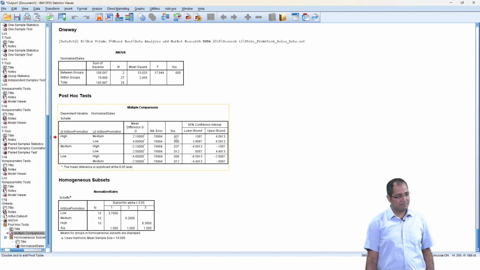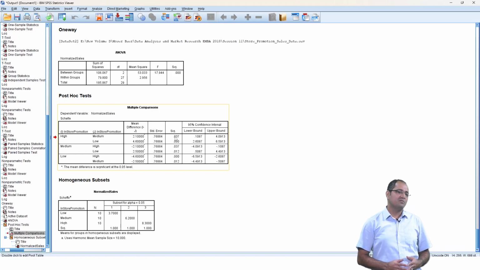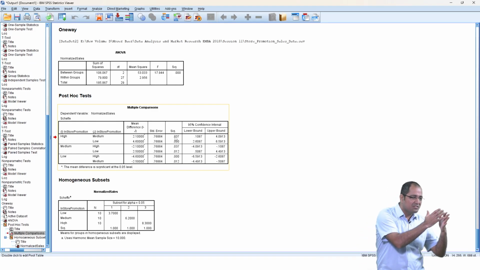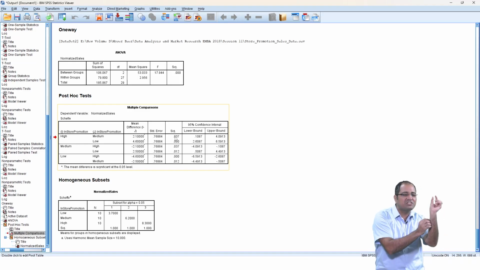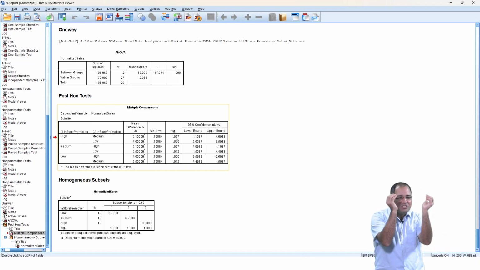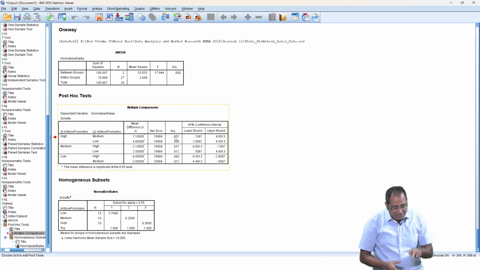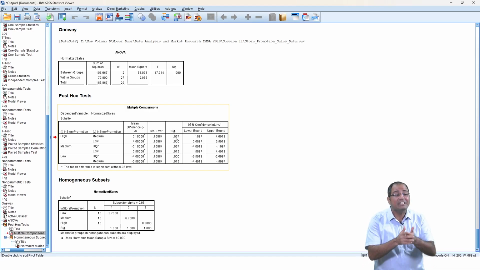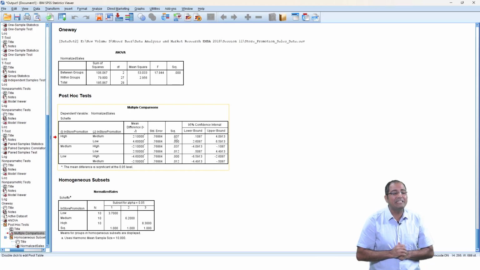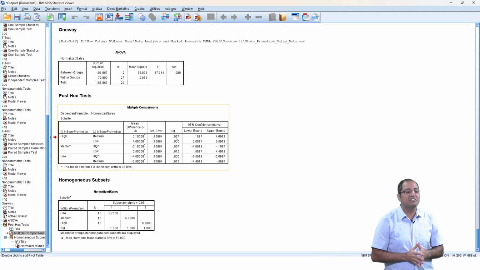There is a difference for the in-store promotion coded as 3 and coded as 2. There is a difference in the means of the normalized sales, because the p-value is 0.037. And the mean difference is positive also, which means high minus medium is positive. The high generates more sales than medium.